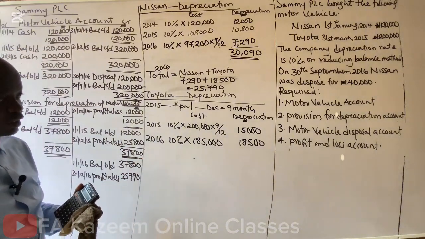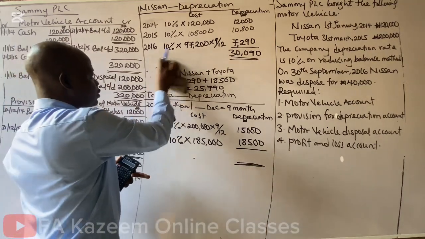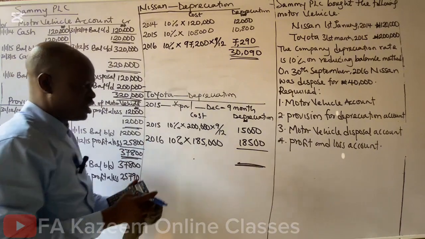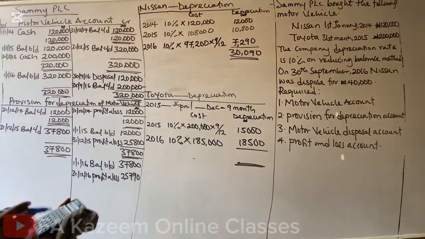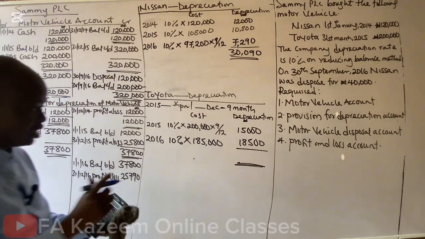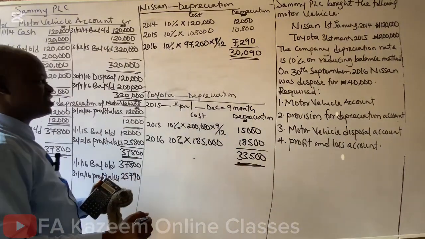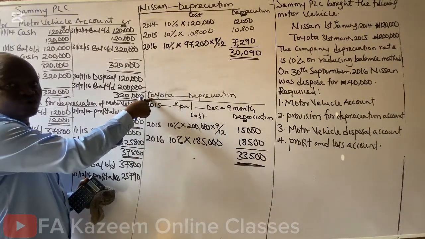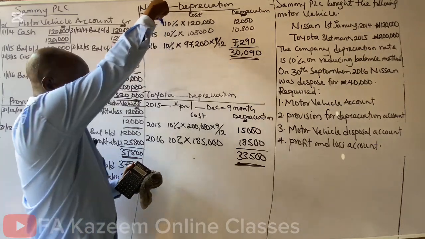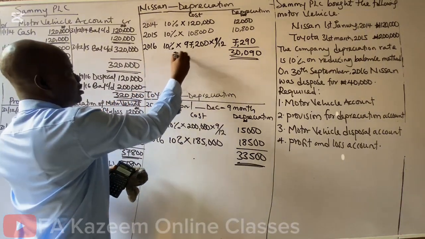for Nissan. How much have they set aside to date for Toyota? Please, I need your attention. To date for Toyota is 15,000 plus 18,500. That's 33,500. Which asset is still existing? The asset that is still existing is Toyota. Now we are going to minus the total depreciation of Nissan from the whole overall depreciation. How do we do that?